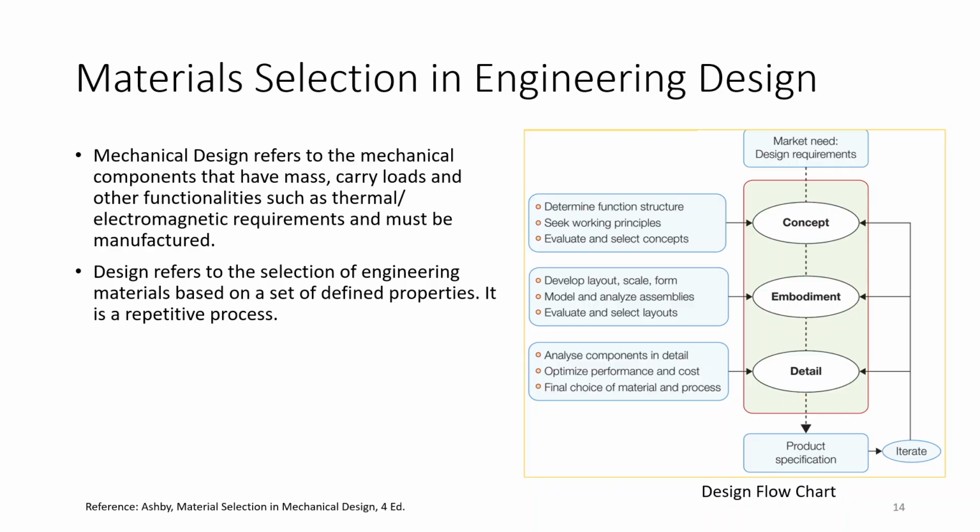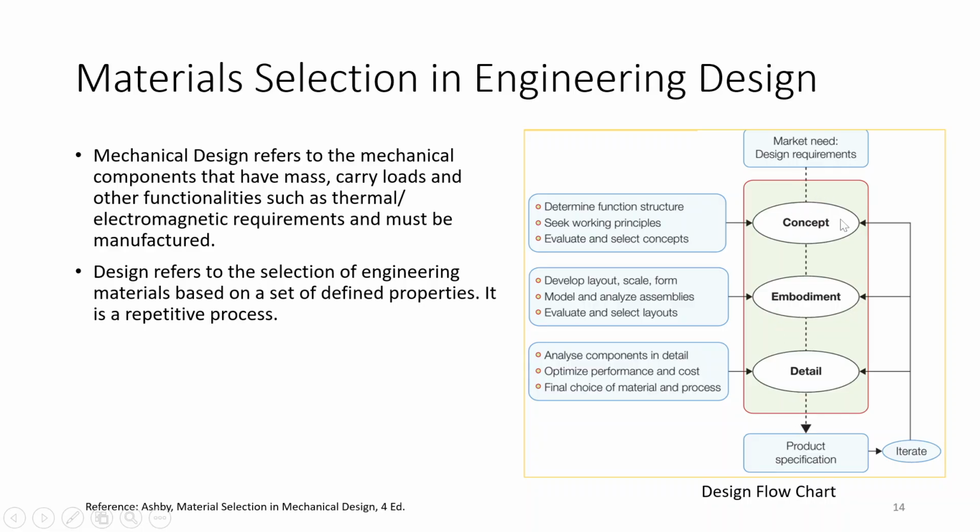So in material selection in engineering design, mechanical design refers to the mechanical components which have mass, they can carry loads and other functionalities such as thermal and electromagnetic requirements, and they must be manufactured. The design refers to the selection of engineering materials based on a set of defined properties. It is a repetitive process. And this is the flow chart.